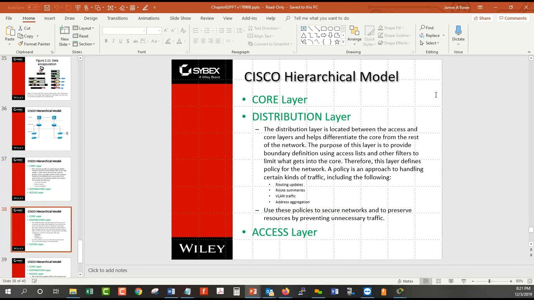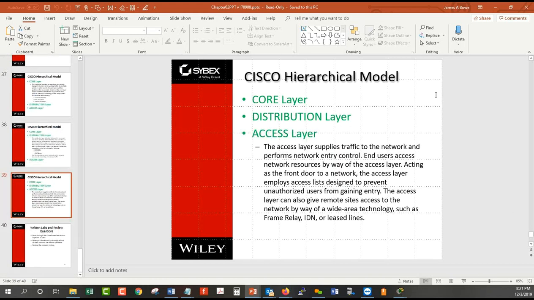In the distribution layer, however, which is handled by routers, we have various control mechanisms which allow us to implement our first level of security. Not really, because even in the access layer, we do have some security capabilities. But primarily, most of our security is implemented through the distribution layer. And then finally, the access layer. Again, this provides access to the end users and their devices, such as PCs and servers and so on down the line.